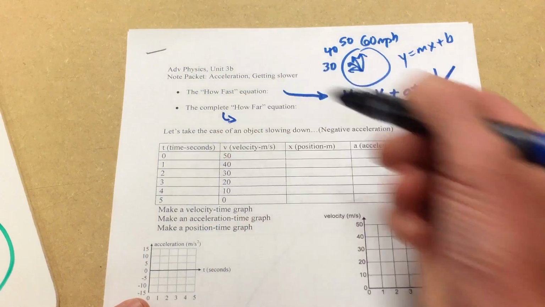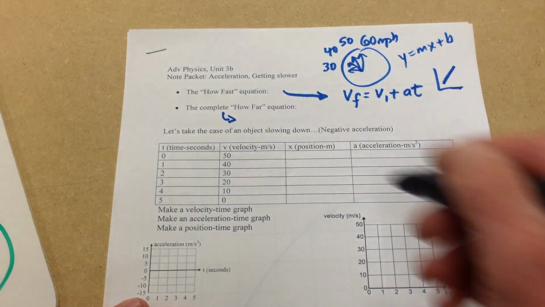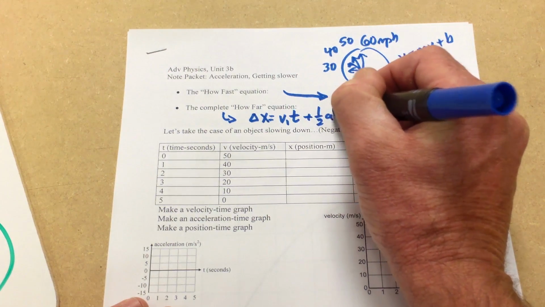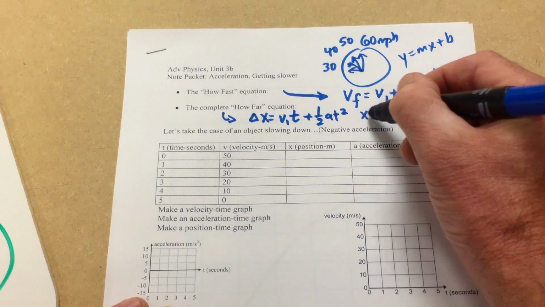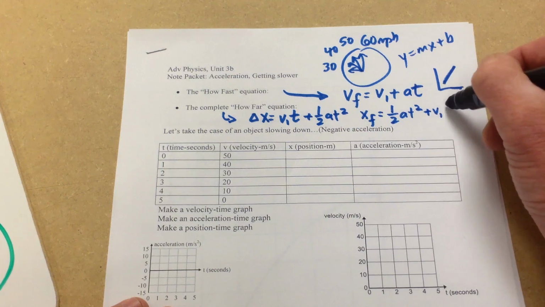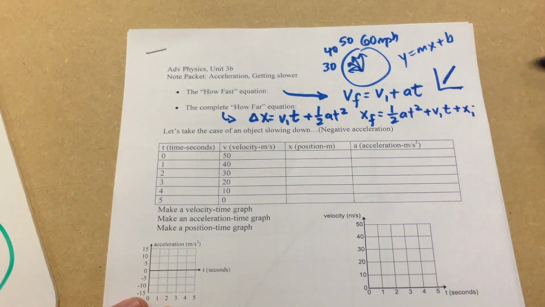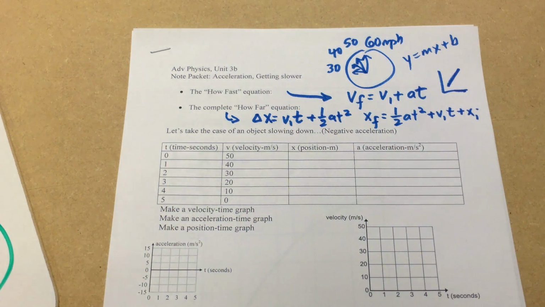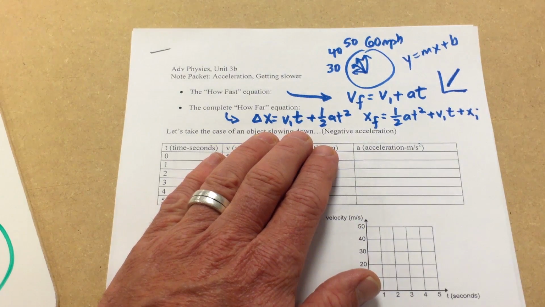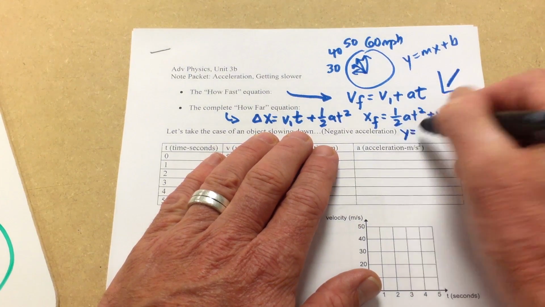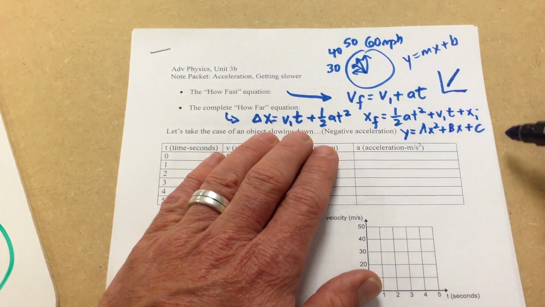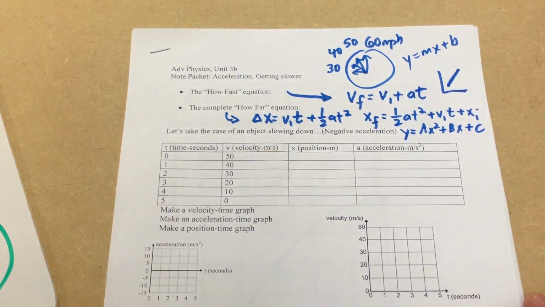The how far equation is based on a quadratic, a parabola, and we can write delta x equals VI t plus 1/2 AT squared. Some textbooks write it x sub f equals 1/2 AT squared plus VI t plus x sub I. Depending on your textbook, you might see it either way. Again, this is based on a quadratic, a parabola, and in a math course we would say y equals ax squared plus bx plus c, and all of our terms match up with the quadratic equation.